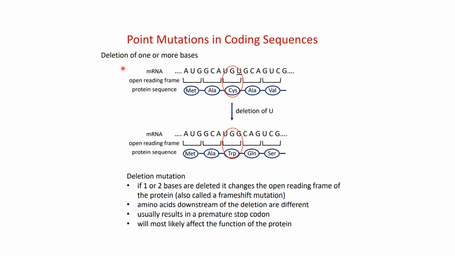Deletion mutation. Deletion mutation means deletion of one or more bases. In this sequence, see here, UGU codes for cysteine. Here, UGG, U has been deleted from this sequence, so it codes for a different amino acid. So what will happen? It affects the function of the protein. If one or two bases are deleted, it changes the open reading frame of the protein. Usually it results in a premature stop codon. It causes premature termination of the protein. Amino acids downstream of the deletion are different.